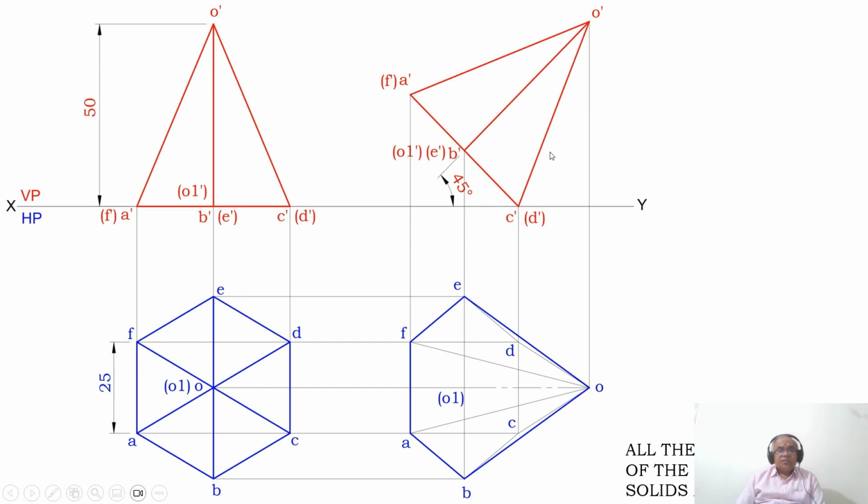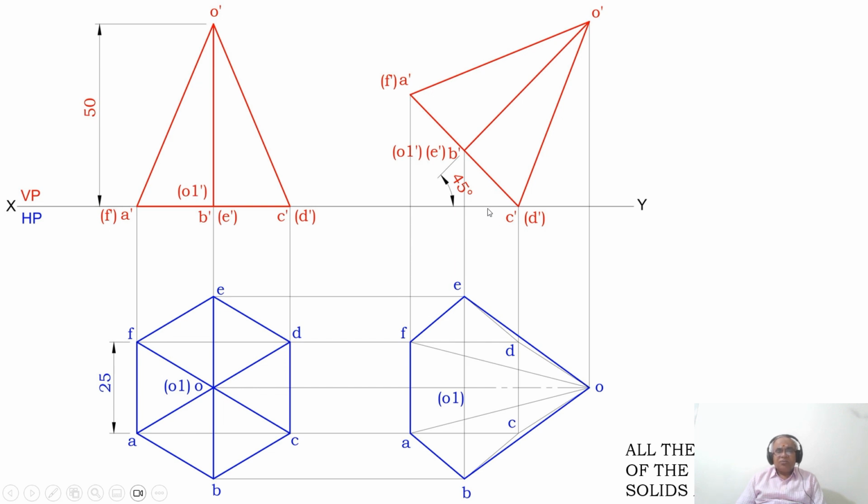Then what I need to do, so here with C dash D dash as center, by using the protractor you measure an angle of 45 degrees with respect to the XY line and you draw an inclined line. Then you measure by using the compass the distance from C dash to A dash, and with C dash D dash as center, cut an arc on that inclined line which is at 45 degrees.